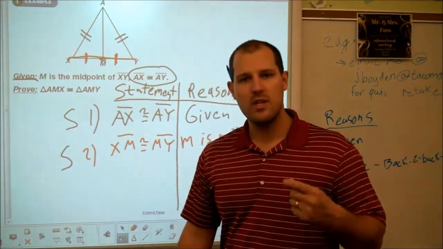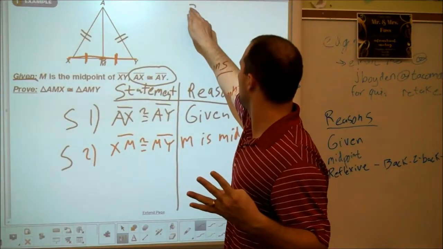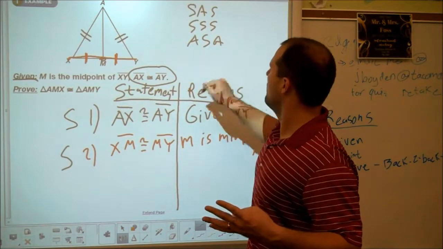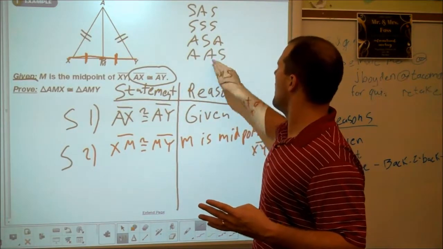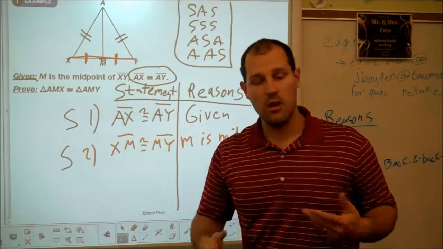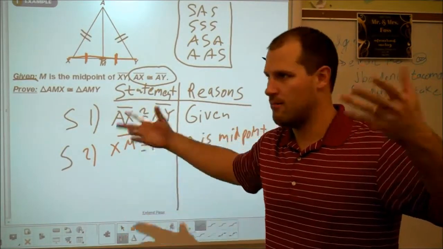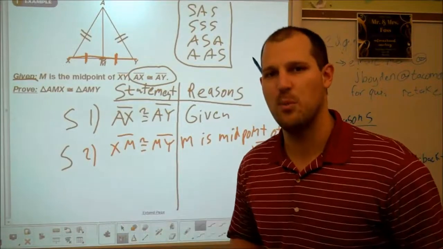And the way we know when we're done is when we have one of these 4 things: side, angle, side; side, side, side; angle, side, angle; and angle, angle, side. Now notice, all of those have 3 letters in them. And we only have 2 statements so far. So no, we're not done yet. We need at least one more statement.